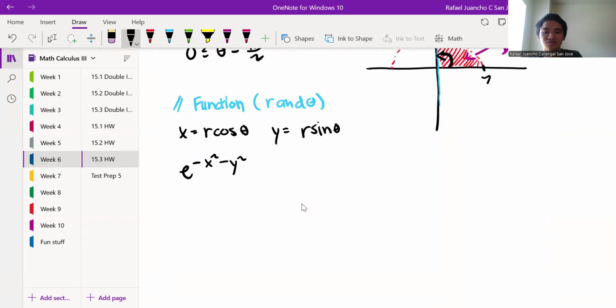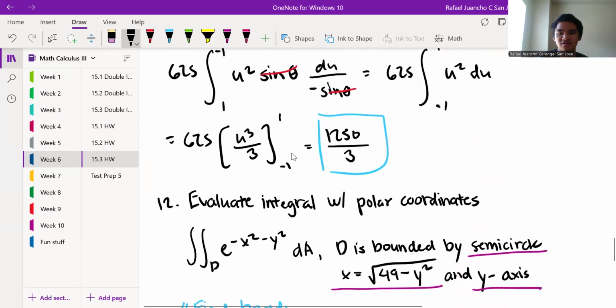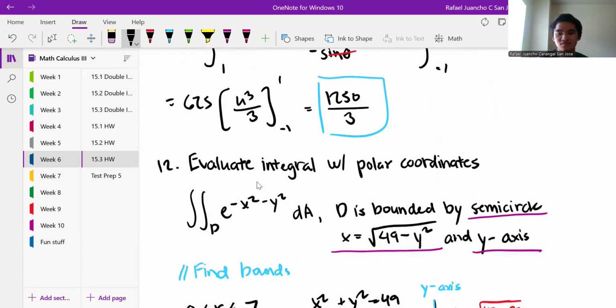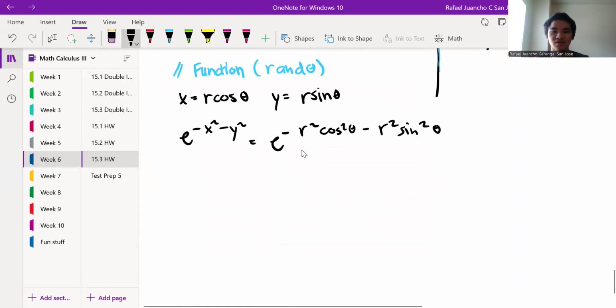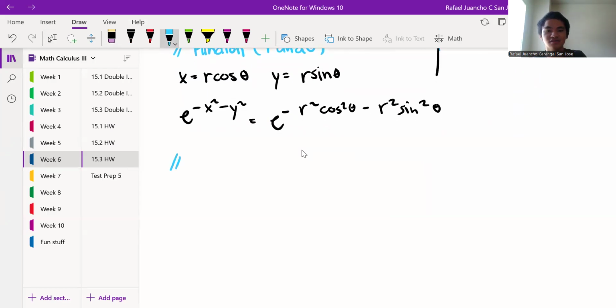Now I just plug it in. e to the negative r squared cosine squared minus r squared sine squared. Done. That's it. That's the idea. And then from there, we just solve it, right? So how would I solve such a thing? My dA is also that. So now I find the integral and solve.